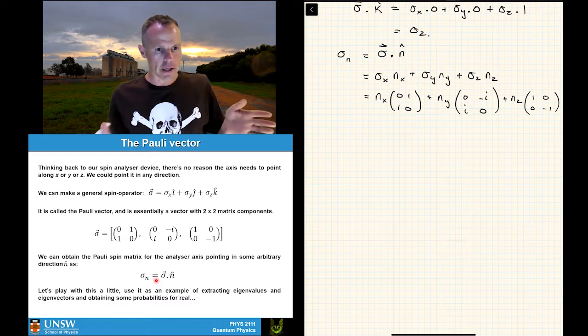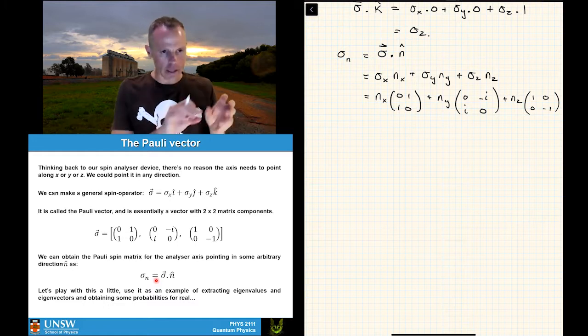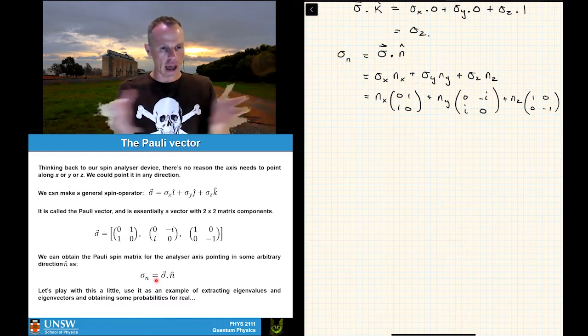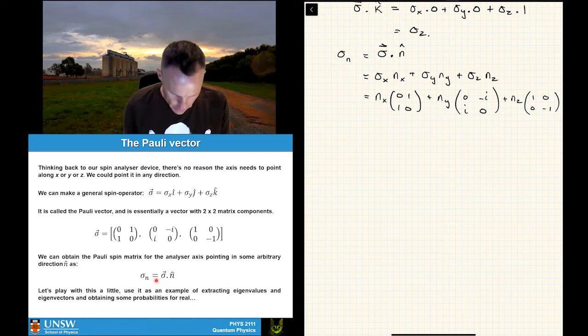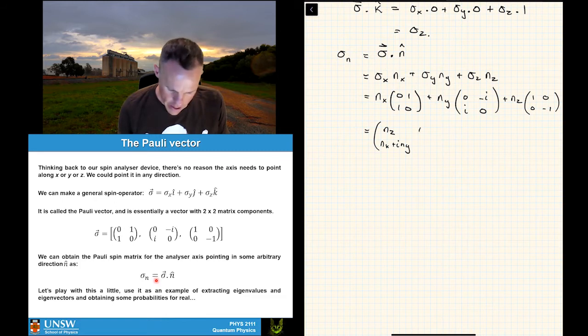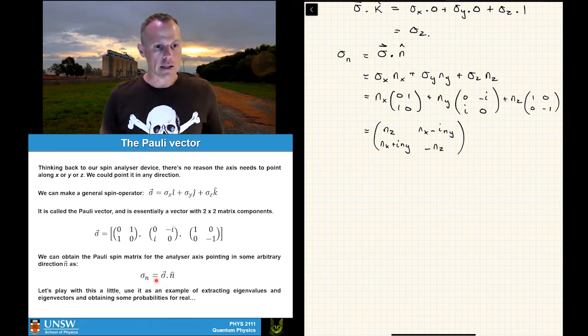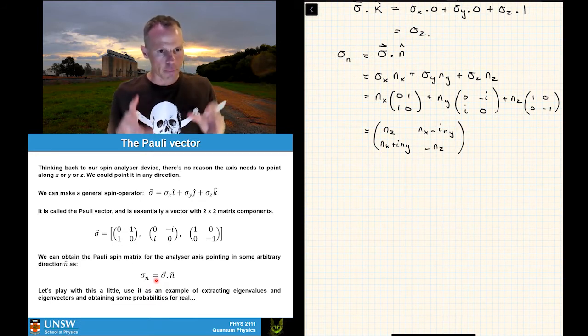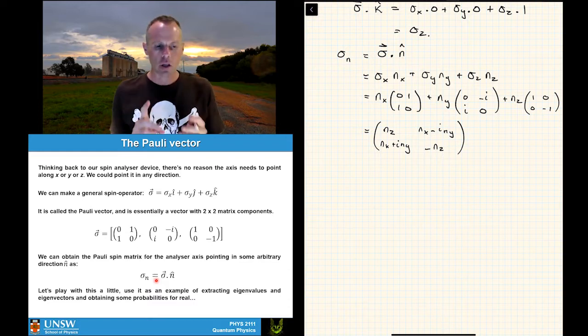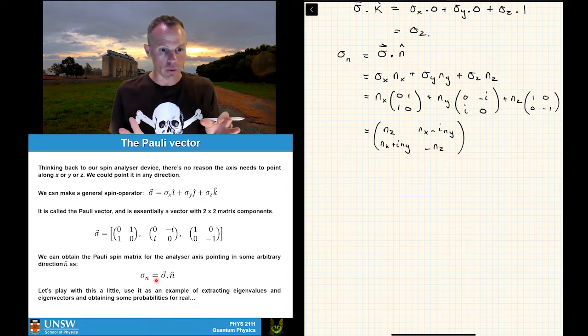Now, one thing you know about matrices is that you can just add them up, right? So we can basically multiply the n into the matrix, add those matrices together, and get a matrix that looks like this. nz, nx plus i ny, nx minus i ny, and minus nz down the bottom here. Okay? And so now we have a sort of special Pauli matrix that, depending on which direction it points in, has a slightly different value, right?